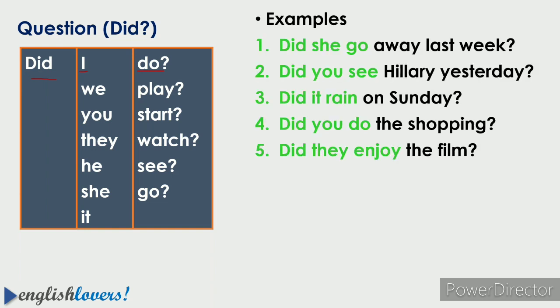Did she go away last week? So here did is the past form of do, then the subject, and then the base verb, and at the end a question mark. Did you see Hillary yesterday? So here again, auxiliary in past, did, subject, then main verb. Did it rain on Sunday? So did, auxiliary, subject, main verb. Did you do the shopping? Again auxiliary, subject, main verb. Did they enjoy the film? The same auxiliary, subject, and verb. So all these sentences are in question form using did, the appropriate form of do in the past.